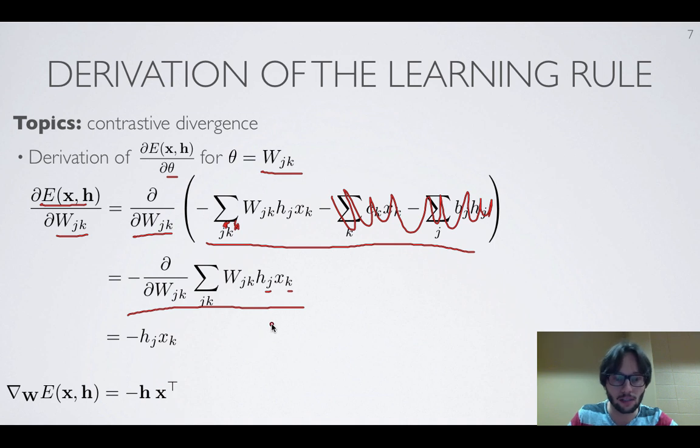This is a term that's linear in my parameter, so its value is just whatever was multiplying that weight, which is hj and xk. And then I get the minus, which was here. If I want to put that into matrix form, to get the gradient of the energy with respect to the full matrix W, then you should be able to see that this is just minus the outer product of the h vector with the transpose of the x vector. In other words, the matrix product between minus the column vector h times the row vector x.